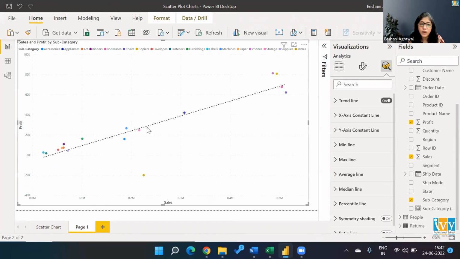Now, looking at the trend line, what is the conclusion? The conclusion is that yes, as the sales is increasing, our profit is also increasing. So there's a positive correlation between the sales and profit. So this is one of the utilities that we use the scatter plot for.